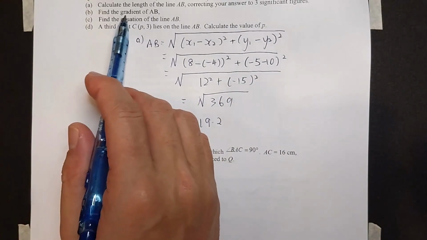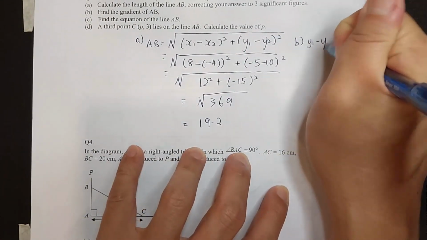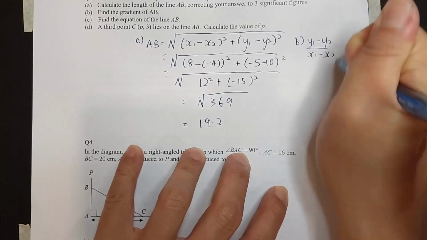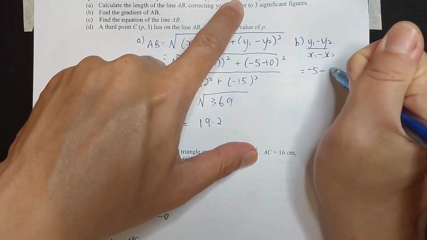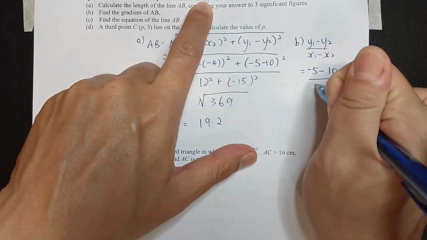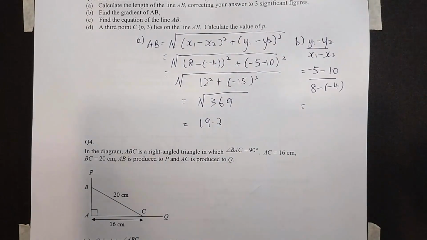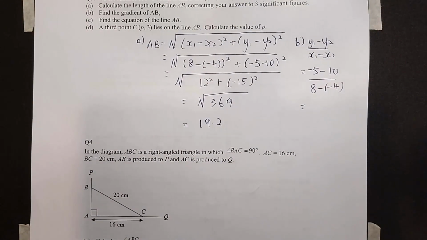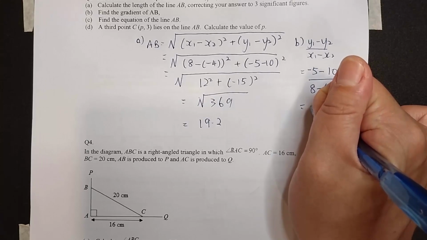Next, we are asked to find the gradient of AB. So the formula to find the gradient will be y1 minus y2 over x1 minus x2. Let's take the first y coordinate, negative 5, minus away 10. Since we start with A, we must start with A again for x, minus away negative 4. Pressing the calculator, I will have negative 15 divided by 12. And simplifying, we will have negative 1.25 or negative 5 over 4.